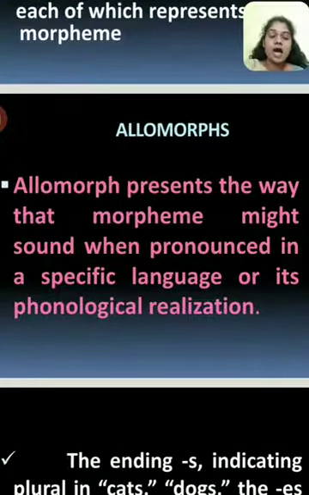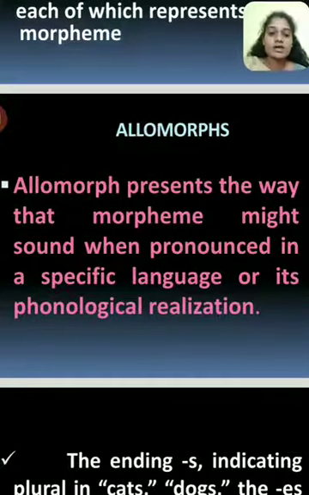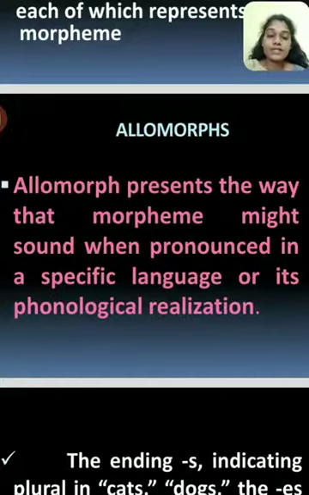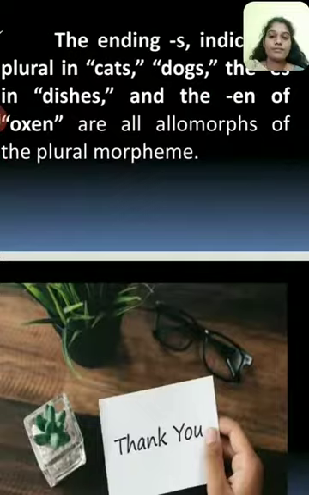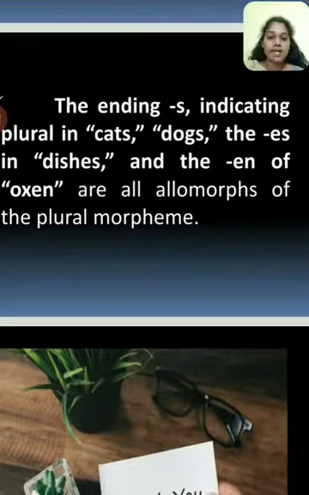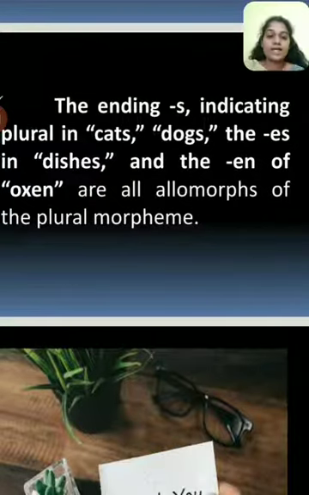Allomorphs. An allomorph presents the way that a morpheme might sound when pronounced in a specific language, or it is a phonological realization. The ending s indicating plural in cats, dogs, dishes, and the en of oxen are all allomorphs of the plural morpheme.